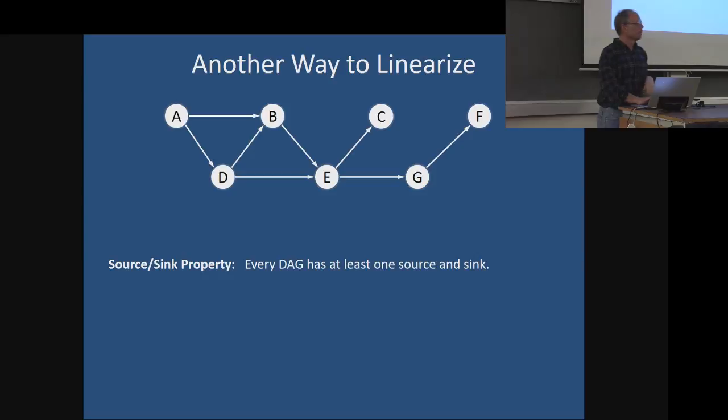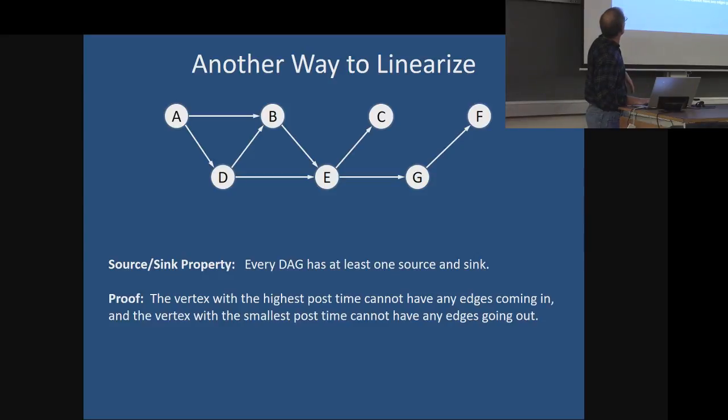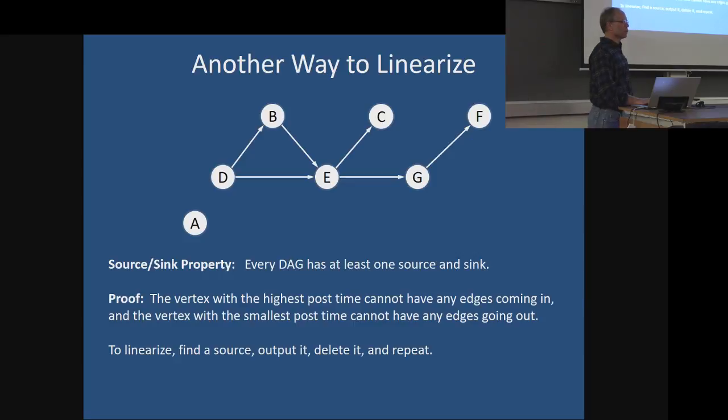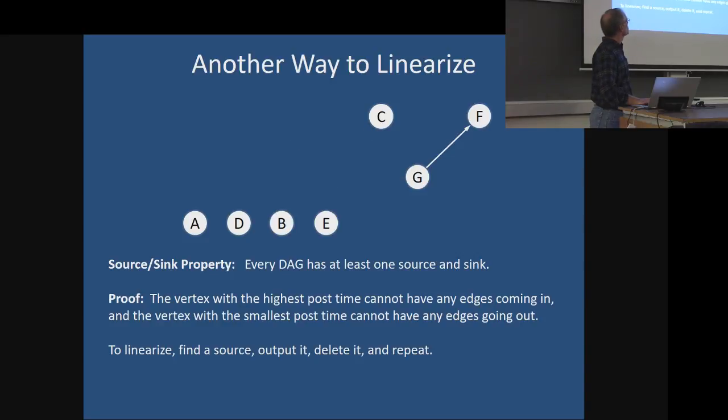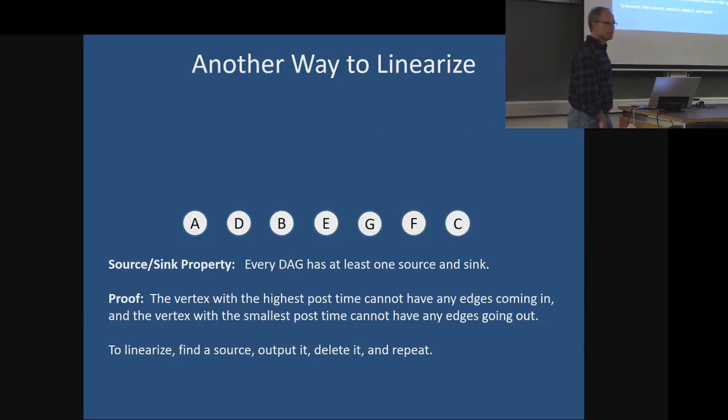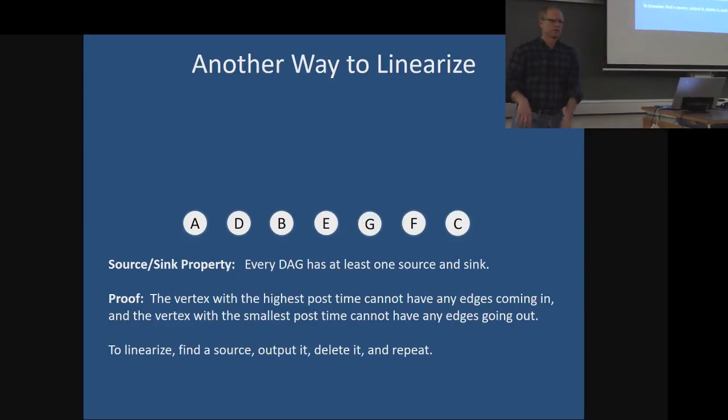So if we did it, let's see, we take A out, now we look for a source. What's a source? D. You take it out. B is a source. Now you've got a choice. It's either of 2 sources, so you pick one. G. I did G. And now you've got 2 sources, so you pick one. And then only one left. So that's another way. You sort of deconstruct the graph.